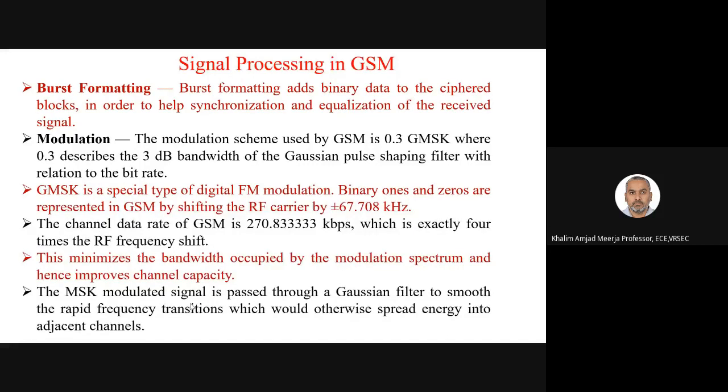The channel data rate of GSM is 270.833 kilobits per second, which is exactly 4 times the RF frequency shift. Now, this will minimize the bandwidth occupied by the modulation spectrum and hence improves the channel capacity. So the MSK modulated signal is passed through a Gaussian filter to smooth the rapid frequency transitions which would otherwise spread energy into adjacent channels.